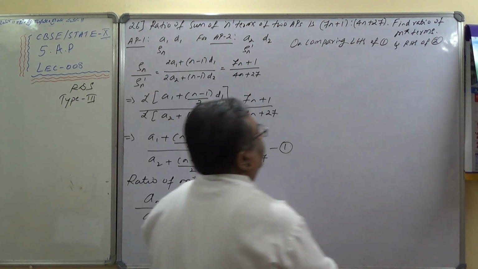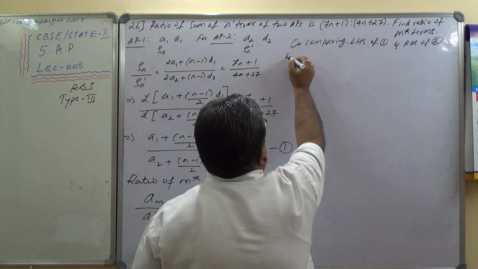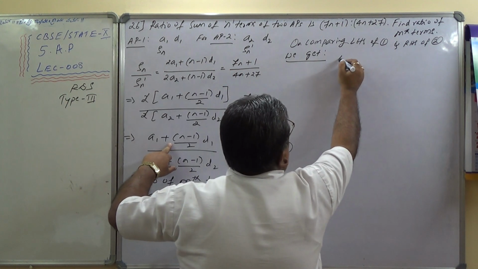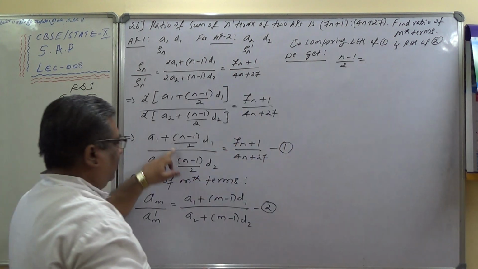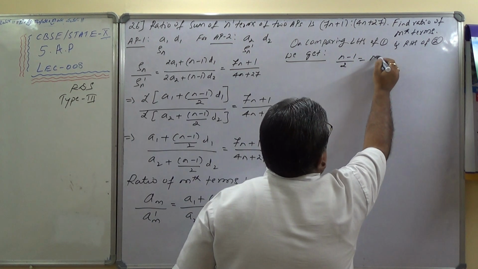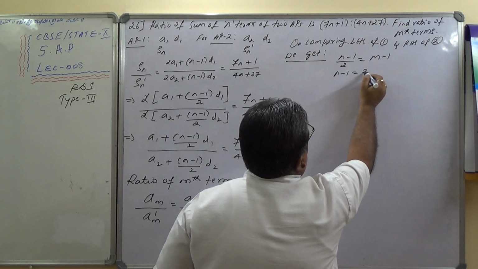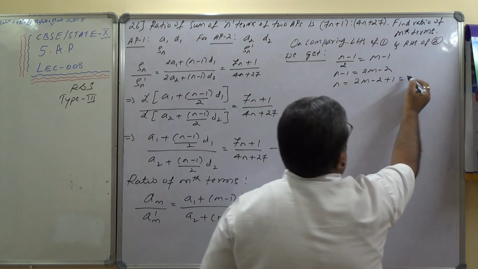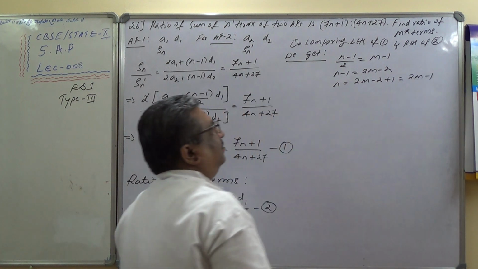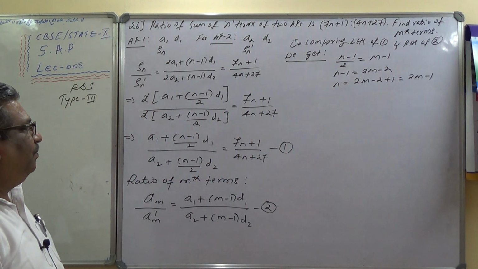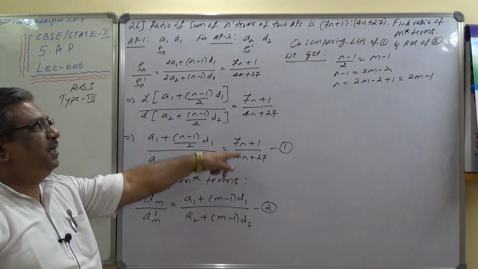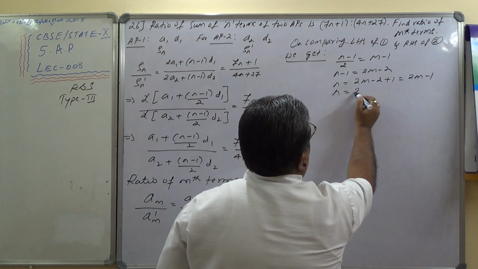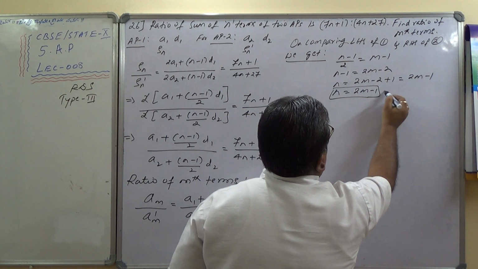And therefore on comparing LHS of 1 and RHS of 2, we get (n minus 1) by 2 equals m minus 1. So n minus 1 equals 2m minus 2. So n equals 2m minus 2 plus 1, which is equal to 2m minus 1. So what I will do now? In equation 1, let me substitute n in terms of m: n equals 2m minus 1. So this is 3 here.